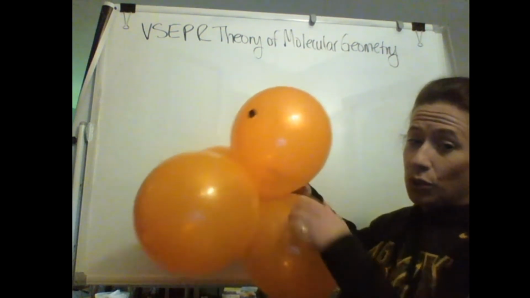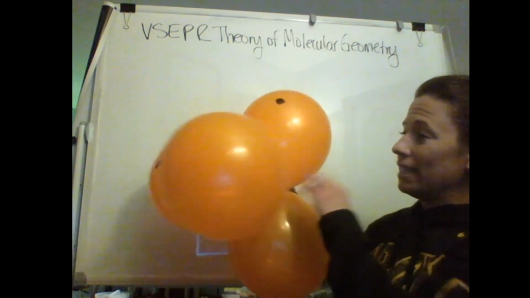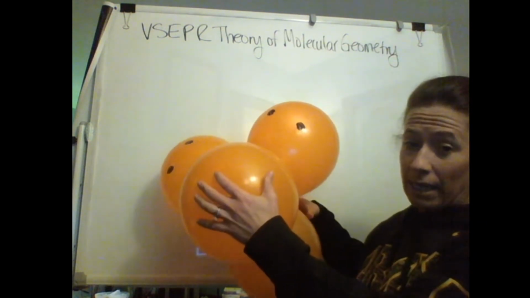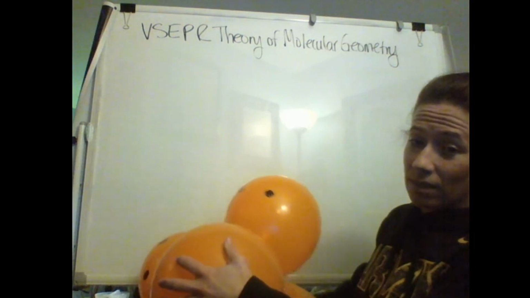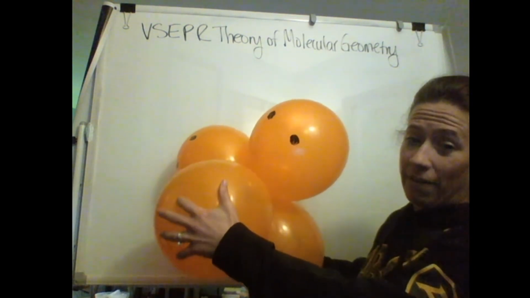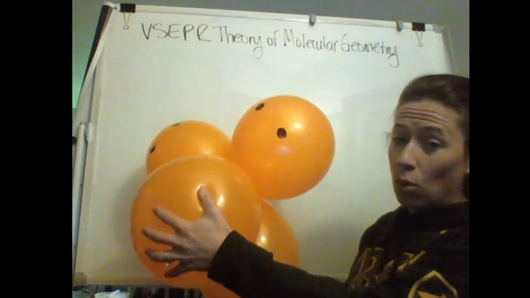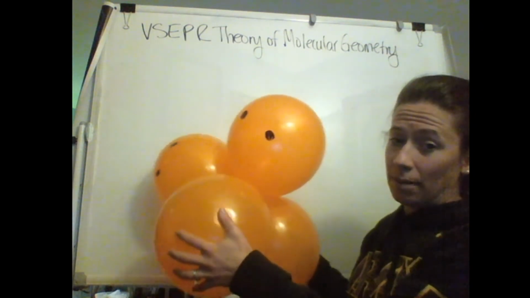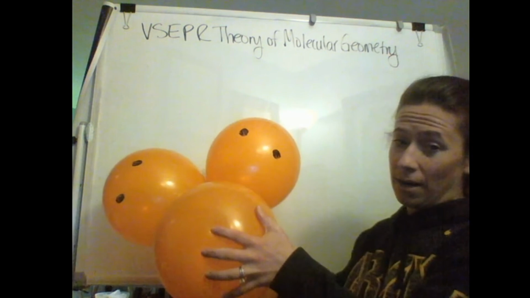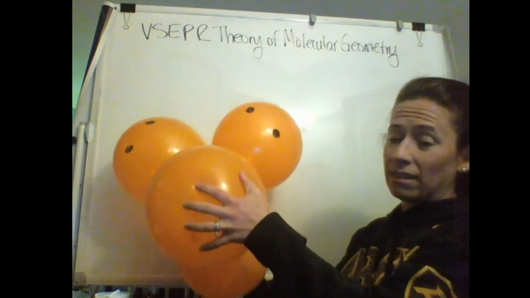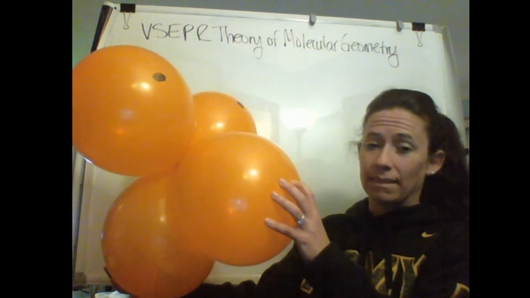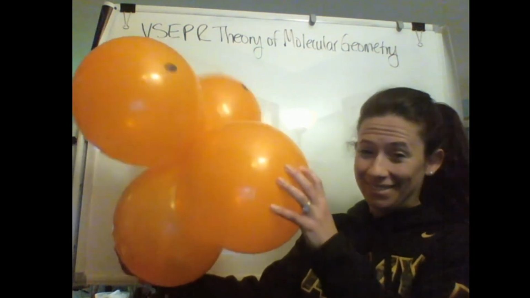Okay, 2 lone pairs now. So imagine that these 2 balloons here on the top are taking up even more space. What's going to happen to this bond angle that was less than 109.5? It's going to get smushed even more down because of those lone pairs up on the top that are taking up so much space up there. So this bond angle is going to get smushed down even more, and it's going to be bent. Those guys up there, those are my lone pairs.